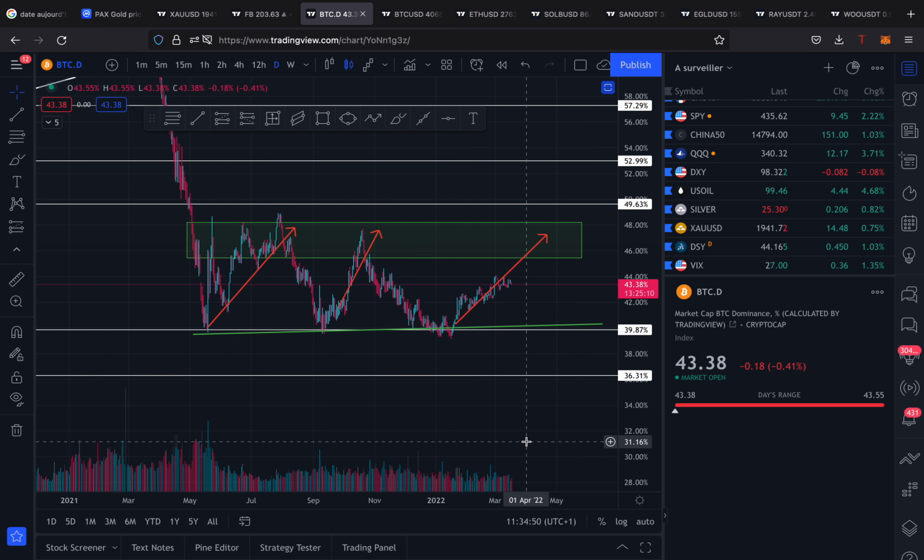So another chart that is super important, so now we will talk about crypto, is Bitcoin dominance. So it's what's the share of Bitcoin in the whole crypto market. So you know today it's 43.38%.